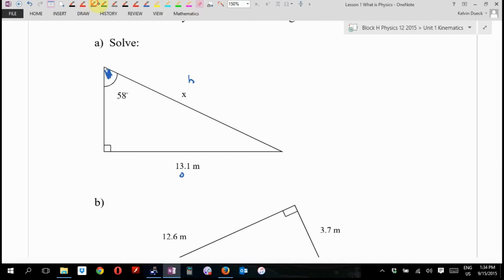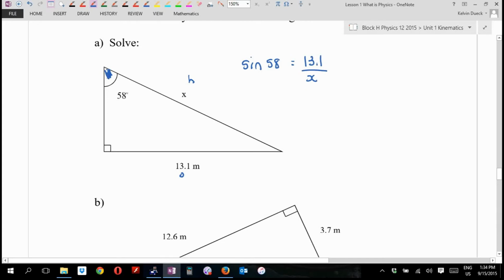Which trig function? What always goes next to the trig function? The angle. What's the angle this time? 58. Sine 58 equals opposite over hypotenuse.